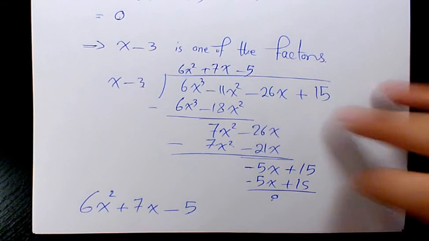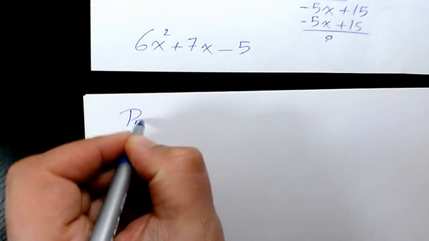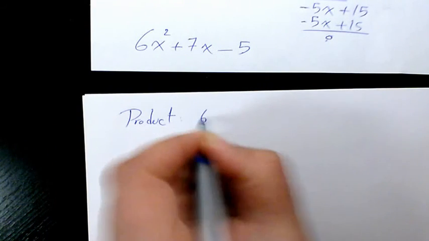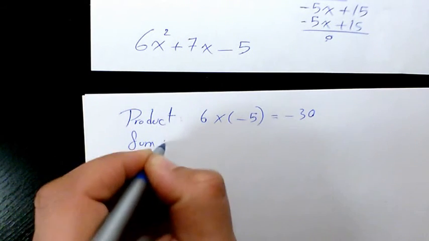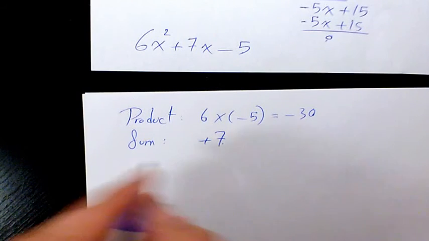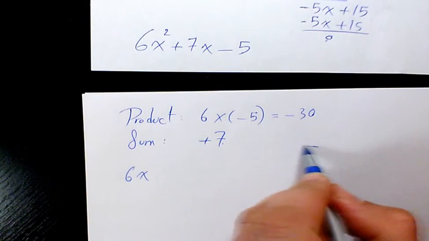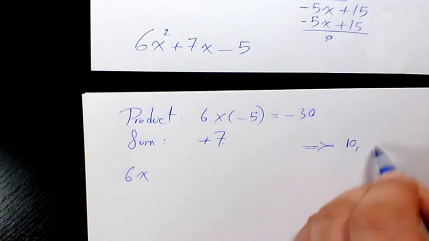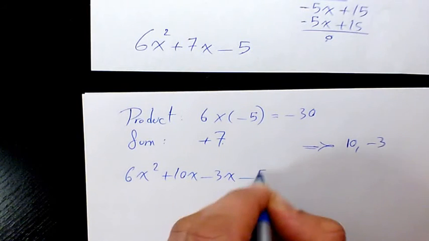Now let's factor this one. Now if I look at here, we are looking for two numbers. The product is going to be 6 times negative 5, which is going to be negative 30. And the sum is going to be positive 7. That's going to be, for 6x squared, basically positive 10 and negative 3. So 6x squared plus 10x minus 3x minus 5.